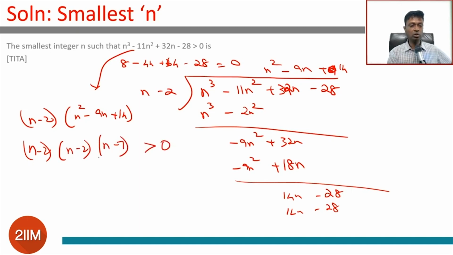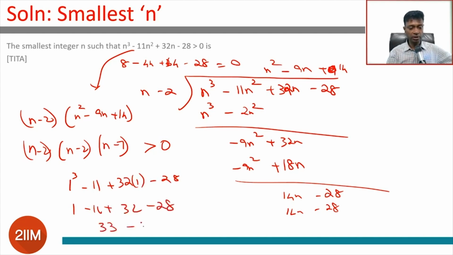When will this be greater than 0? When n is greater than 7. When n is 7, it will be equal to 0. When n is between 2 and 7, it will be negative. What happens when n is 1? Very interesting. When n is 1, this is 1 cube minus 11 plus 32 into 1 minus 28. 1 minus 11 plus 32 minus 28. This is 33 minus 39, which is minus 6.